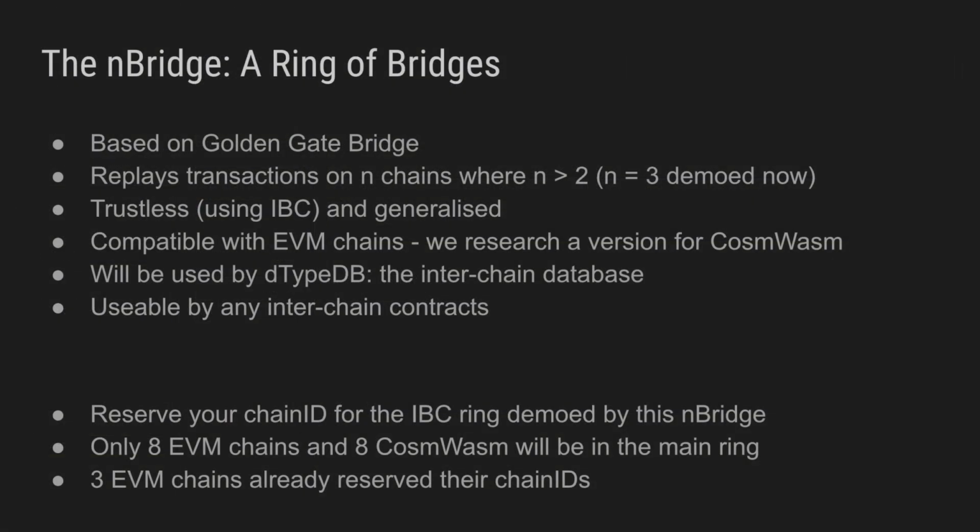So we have just seen a multi-chain transaction on 3 chains, triggered by a single user transaction on Mythos, the nBridge, a ring of bridges based on the Golden Gate Bridge. It replays transactions on n chains where n is bigger than 2, with n equals 3 demoed now. It's trustless using IBC and generalized.